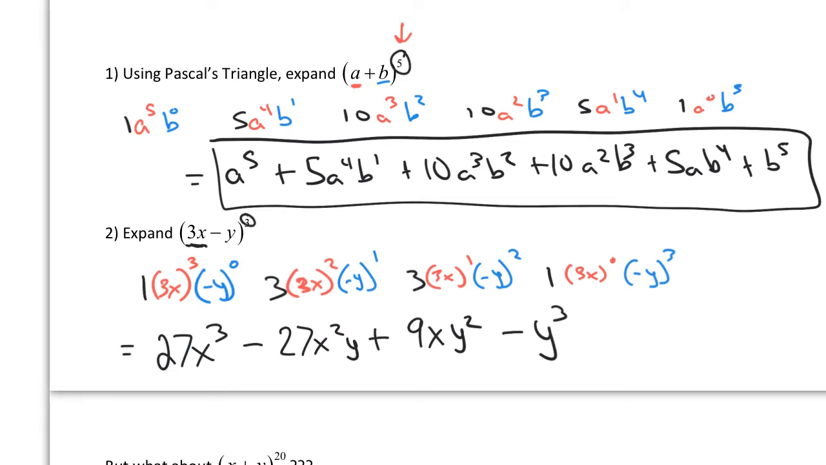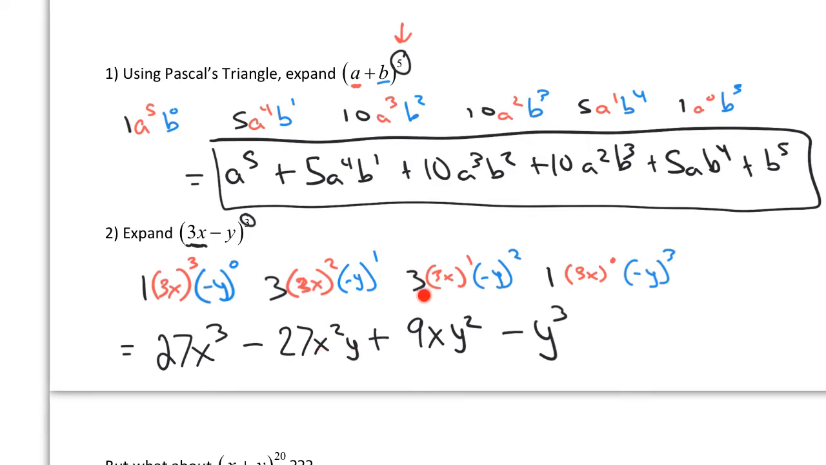So how'd you do? We have 27x cubed. That's coming from 3 cubed there. The negative will be to the 0 power, so it stays positive here. Then for the second term, I'm going to have 3 squared is 9 times 3 is 27. And then it's negative y to the 1st, so that's where I get the minus from. So minus 27x squared y.